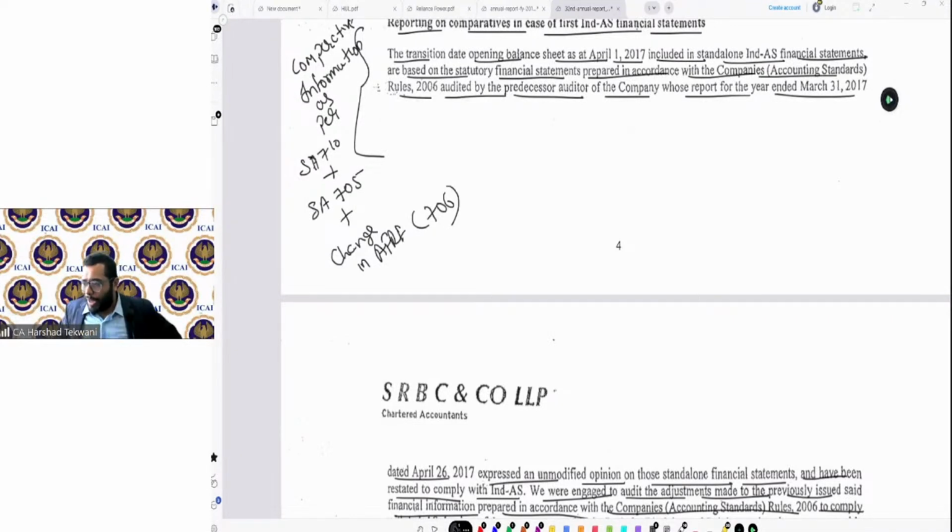Okay, so there is a query. One question asked was that if something is included in CAM, then it cannot be included in the other matter paragraph, that we discussed in the last lecture.